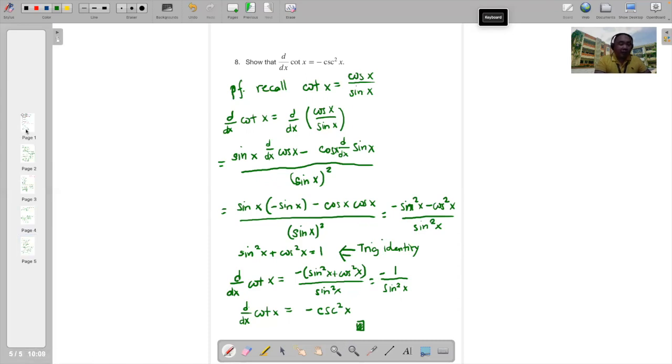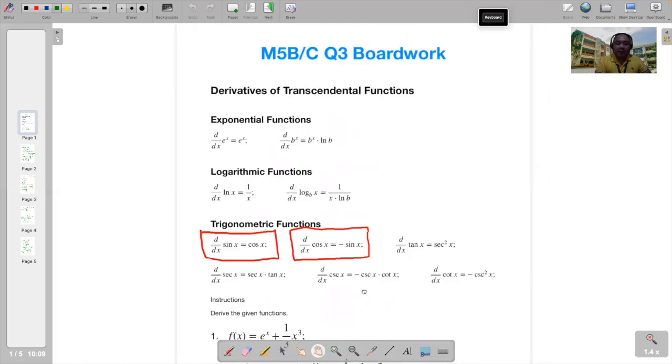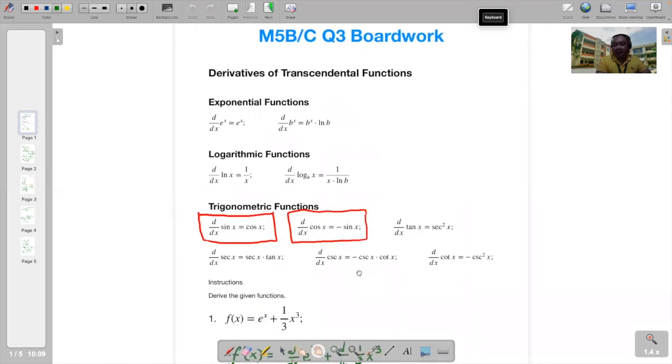So that ends our treatment of today's topic. Again, just to be reminded, these are the derivatives of transcendental functions that you know so far. If I were you, try to begin memorizing them. They're not really quite tough to memorize. They're quite easy, and you can invent your own mnemonic devices to help you memorize them.